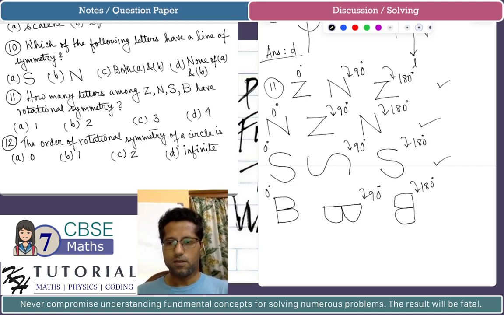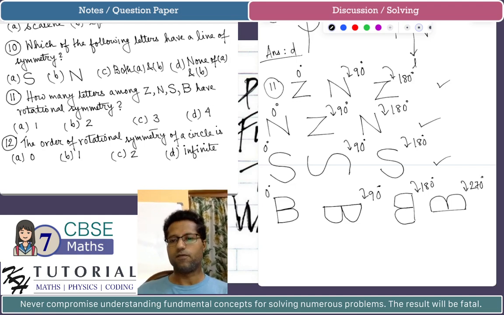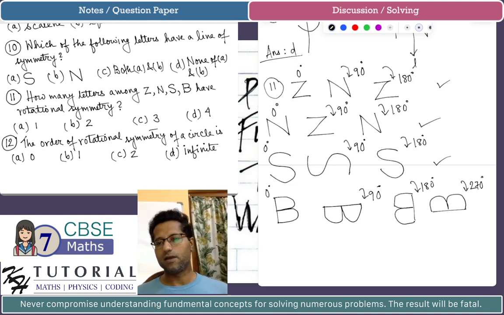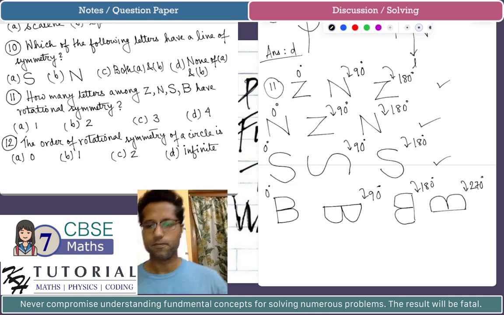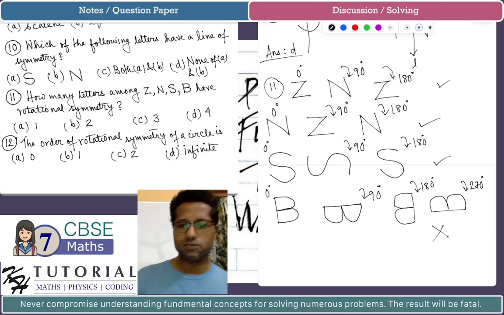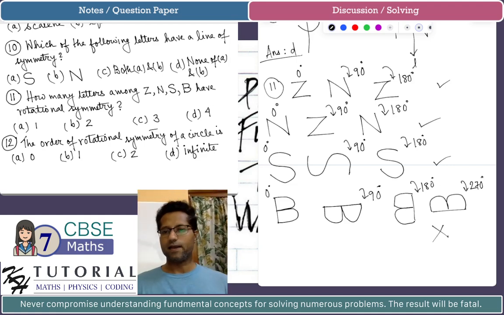Now, if I rotate the letter B clockwise by 270 degrees, it will look like this. This is the letter B at the 270-degree position, that is, after the original letter B is rotated clockwise by 270 degrees, which is not looking like B. Now, the next angle will be 360 degrees, and it will obviously look like the letter B. So this letter B does not have rotational symmetry, because only at a 360-degree rotation does it look identical. There is no other angle between 0 and 360 degrees at which the letter B will look identical.